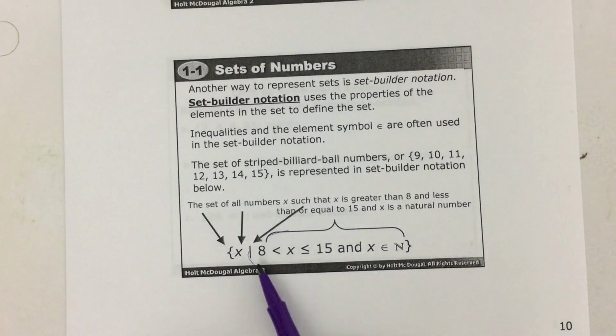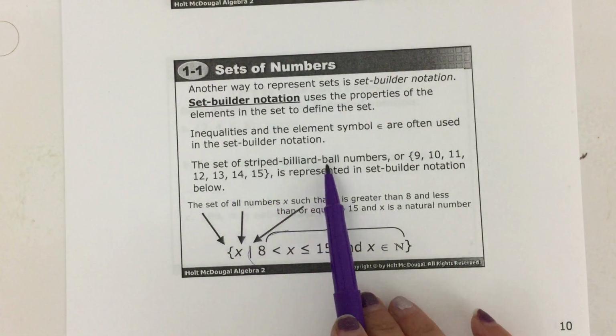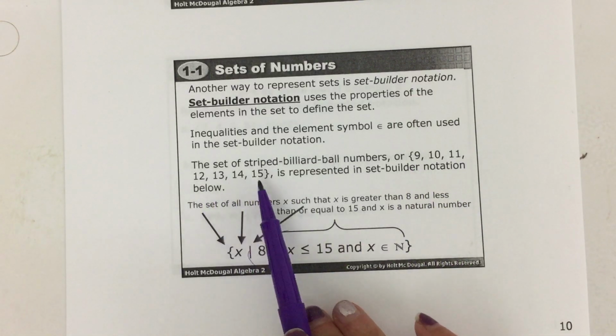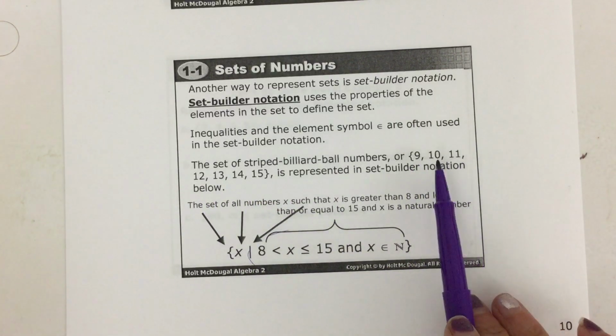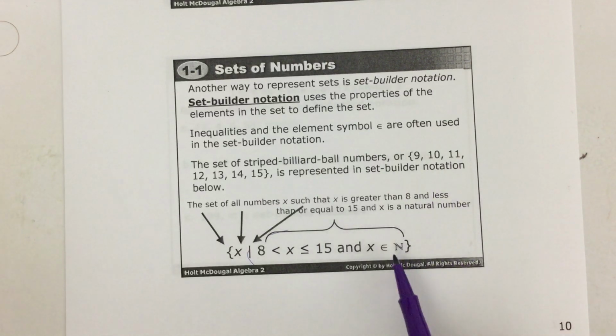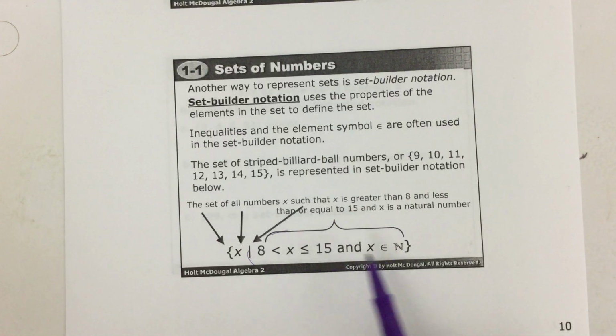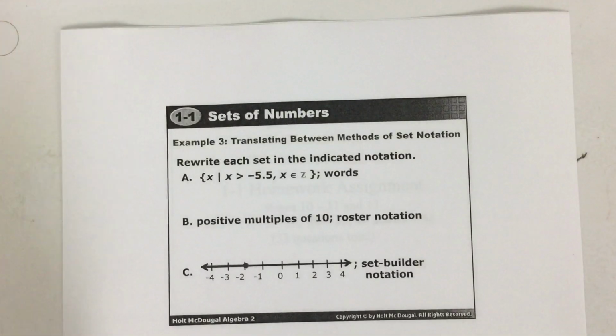So this is representing in set builder notation the set of striped billiard balls. Okay, so it's 9, 10, 11, 12, 13, 14, 15. Notice there are no decimals. There are no zeros. There are no negatives. That's why it's natural. So it's bracket, the set of all numbers x such that x is in between 8 and 15. It doesn't include an 8. It does include a 15. And we're looking at natural numbers, meaning no decimals. Okay, so that's what set builder notation is.